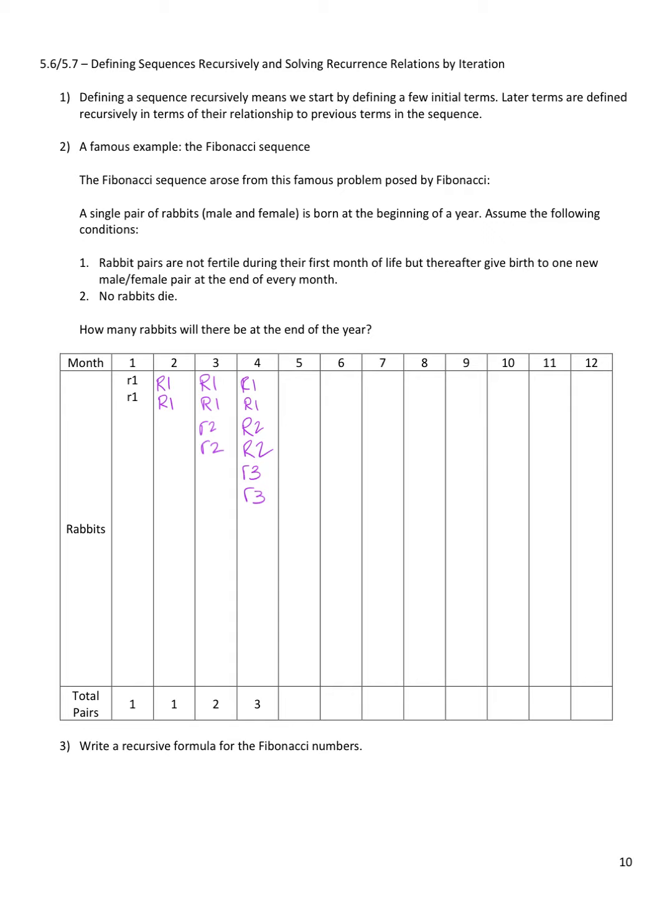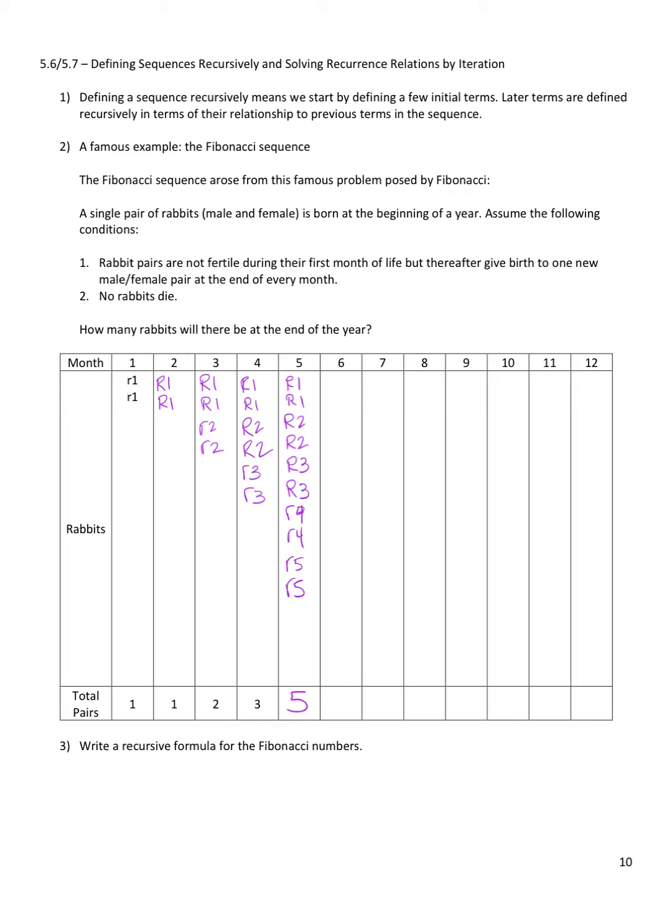In month five, all the rabbits that were there in month four live on. So rabbit pair one, rabbit pair two, and rabbit pair three live on. But rabbit pair three grows up, so we'll write that in capital R. And then who reproduced? What rabbits were grown-ups in month four? Rabbit pair one were grown-ups, rabbit pair two were grown-ups, rabbit pair three were babies, so they didn't reproduce. So I'm going to have two more sets of babies, R4 and R5. So that's five pairs of rabbits now.